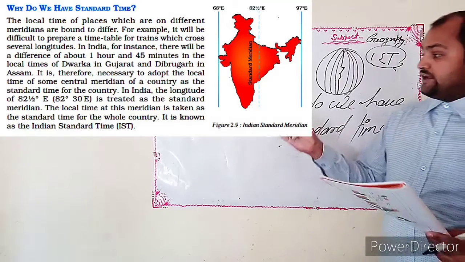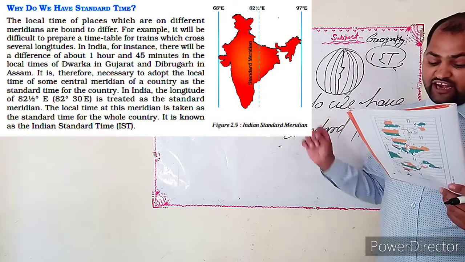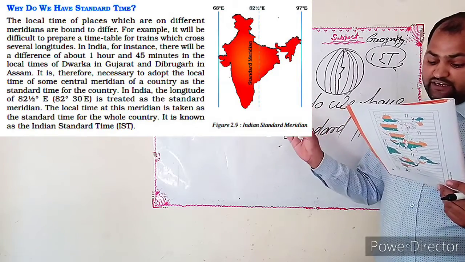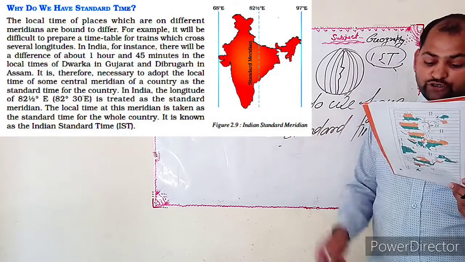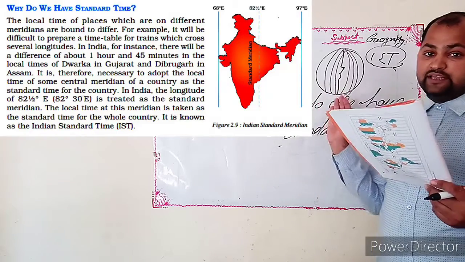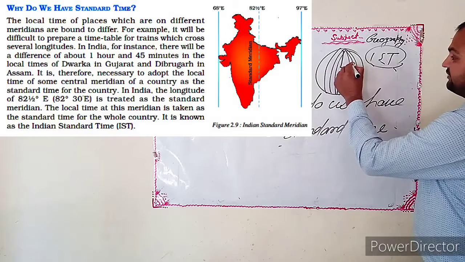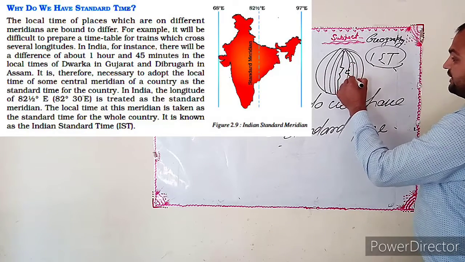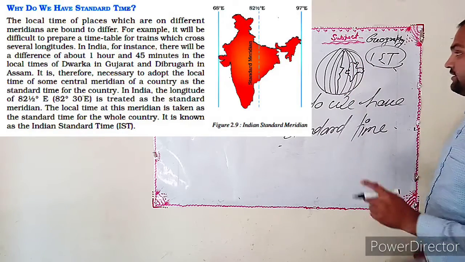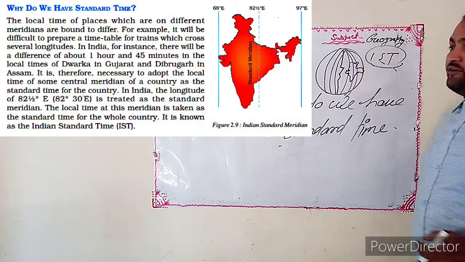Dear students, you are looking at the picture in your book. There are three lines: 68 degrees east, 82 degrees 30 minutes east, and 97 degrees east, according to the standard time of India and the prime meridian. Suppose this is the prime meridian, so the location of India is here. India is situated on the east side of the prime meridian.